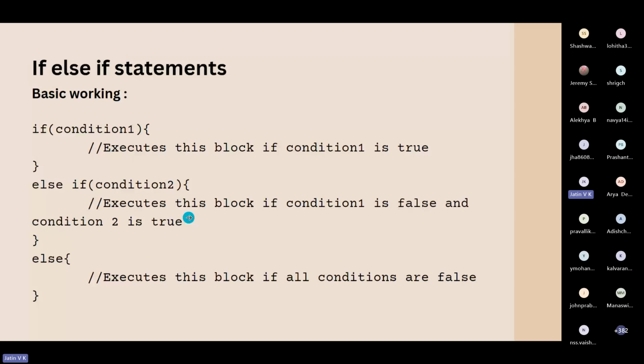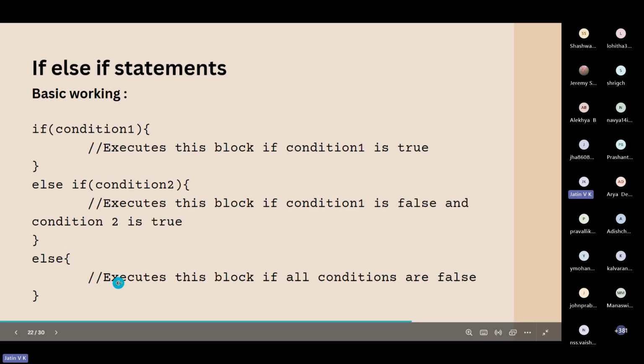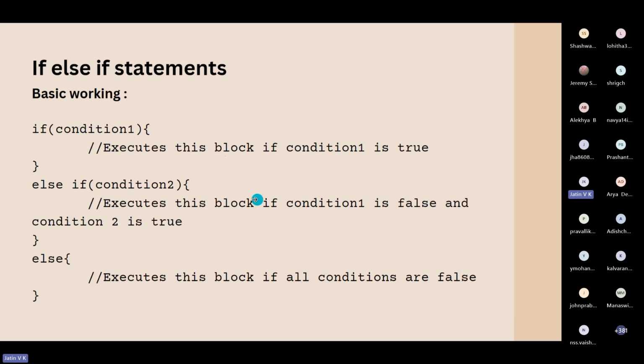So one thing you have to remember is this else if statement will be executed only if condition 1 is false. So as you can see here, it executes this block if condition 1 is false and condition 2 is true. And then finally, if there's an else statement, it executes this block if all the conditions above are false. So I have mentioned only two conditions here. You can have multiple if, else if, else if, else if continuously like that. And finally, if you have an else block, all these conditions should be false, then only this block will be executed.